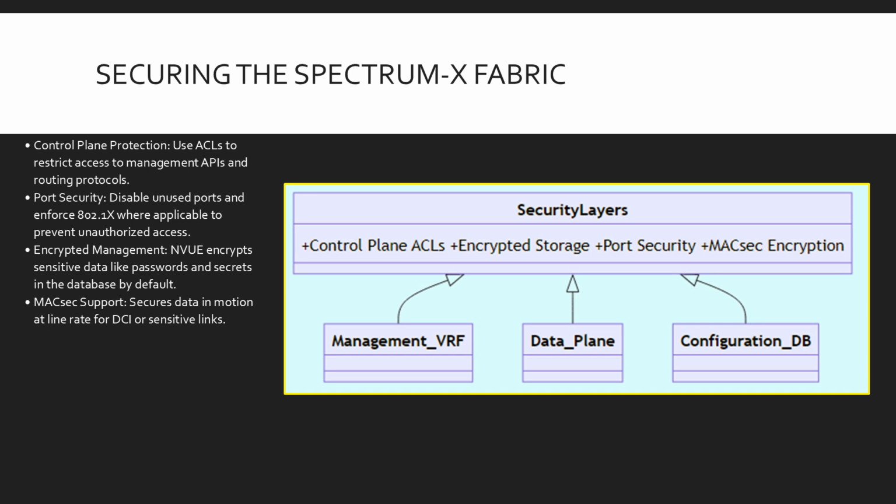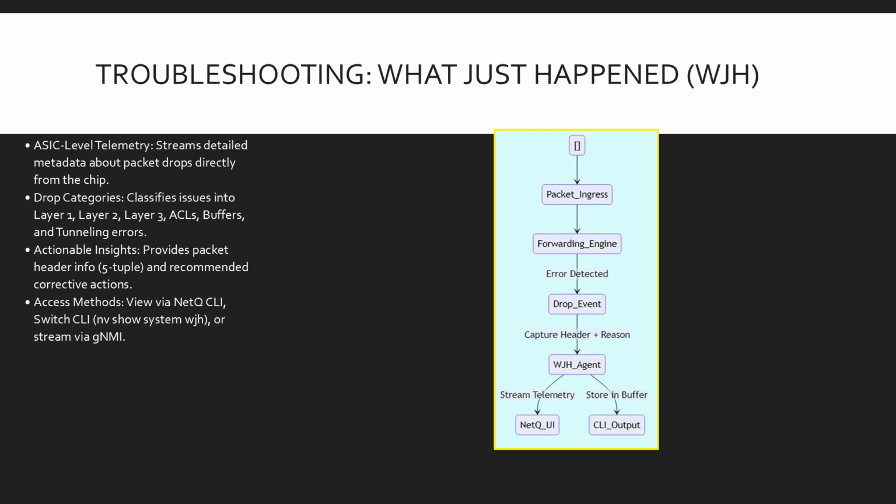Why is this vital? An unsecured high-performance network is a high-speed vector for attacks. We must lock down the control plane to maintain fabric integrity. This diagram maps our security layers. The overarching security layers class includes control plane ACLs, encrypted storage, port security, and MACsec. These mechanisms inherit down to protect specific domains. Management VRF is protected by ACLs, the data plane is secured via MACsec and port security, and the configuration database uses encryption for secrets.